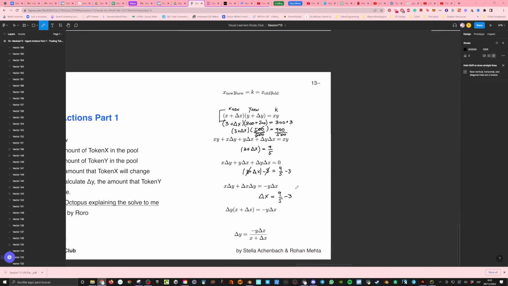Yeah. No, but that's not what we were doing, right? We were just finding out for the exam. It doesn't matter whether you use the final formula that is below, or you start from x new into y new is equal to k. You'll get the same answer. But this is basically it. All we have to do is plug in the values.